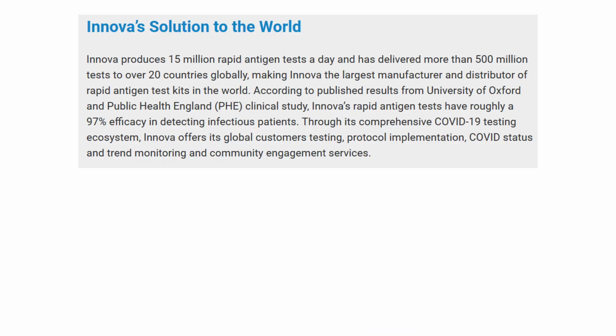So let's carry on with this a little bit for the INNOVA test. This is from the website for INNOVA, their solution to the world. They're now saying that according to published results from Oxford and Public Health England, their rapid antigen test has roughly a 97% efficacy in detecting infectious patients. Now, of course, I want to see what's the evidence basis for this. 97% efficacy. Efficacy is a strange word to use, but let's not get too bothered about this.